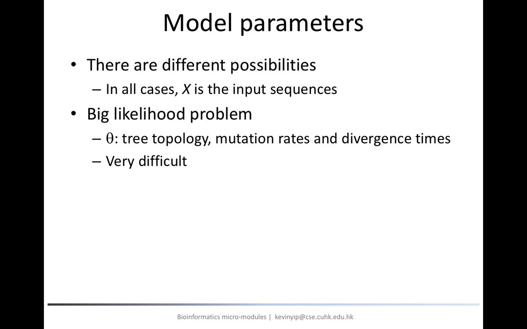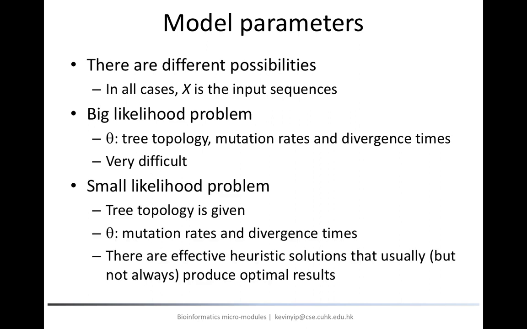In contrast, in the small likelihood problem, we assume that the tree topology is already given, and we only aim at maximizing the likelihood function based on different mutation rates and branch lengths. For this simplified problem, there are heuristic methods that usually produce optimal results, although, as in the case of all heuristic methods, optimality is not guaranteed.